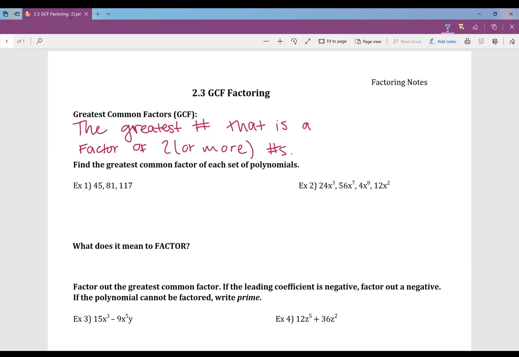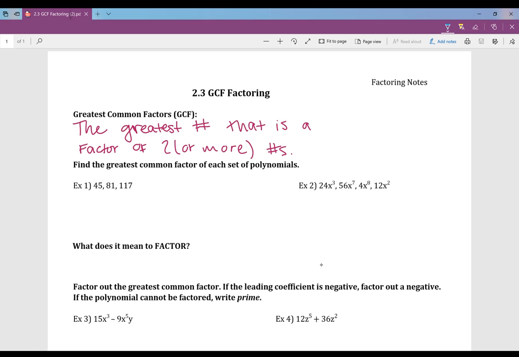So in 2.3, we're talking about GCF factoring. GCF stands for greatest common factors. The definition of greatest common factors is the greatest number that is a factor of two or more numbers. So let's do an example.